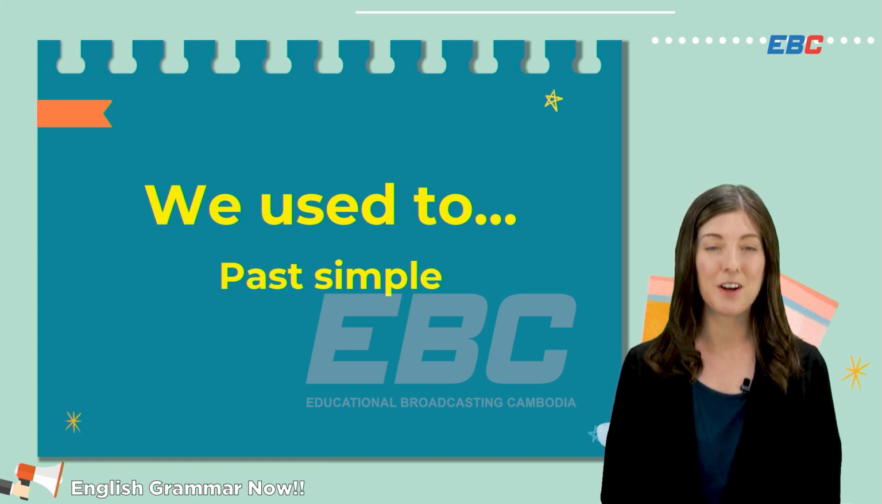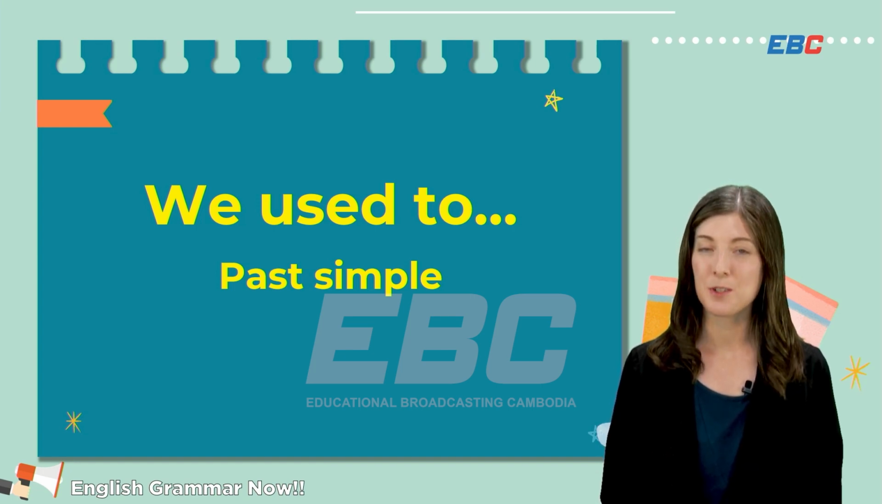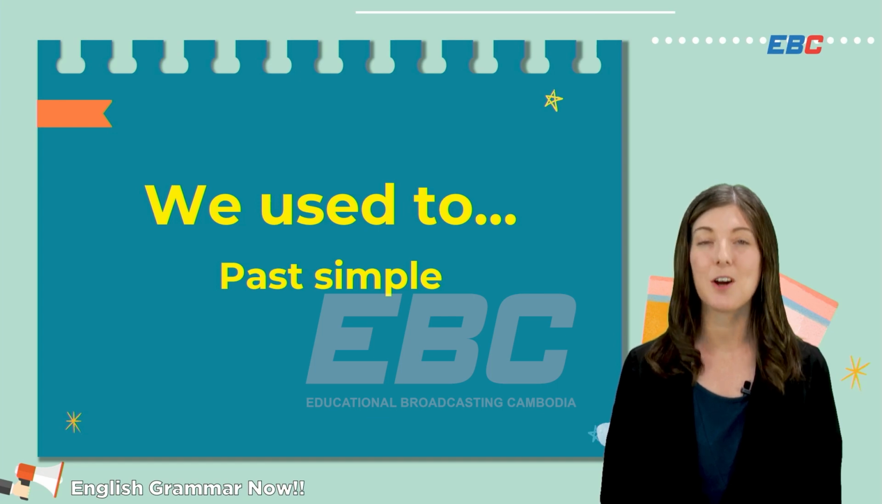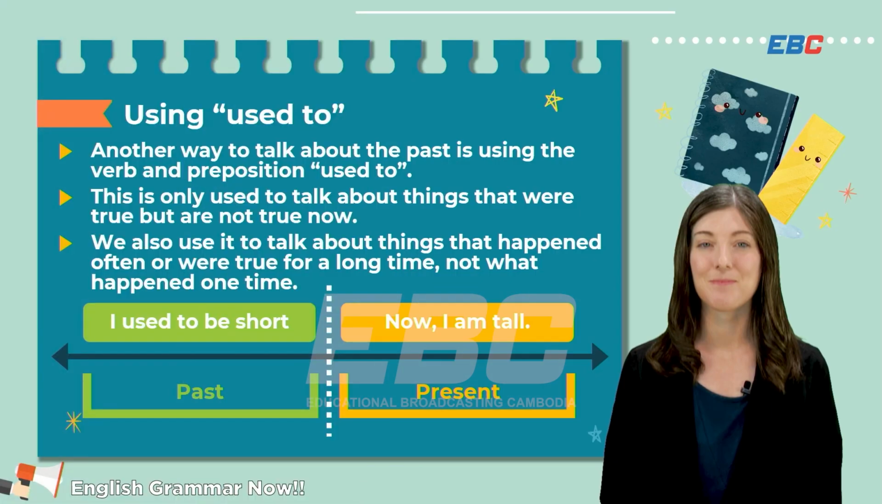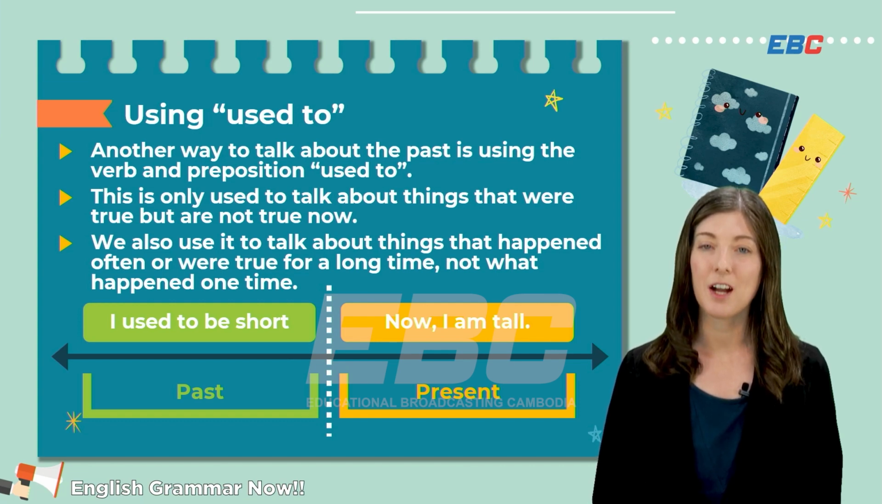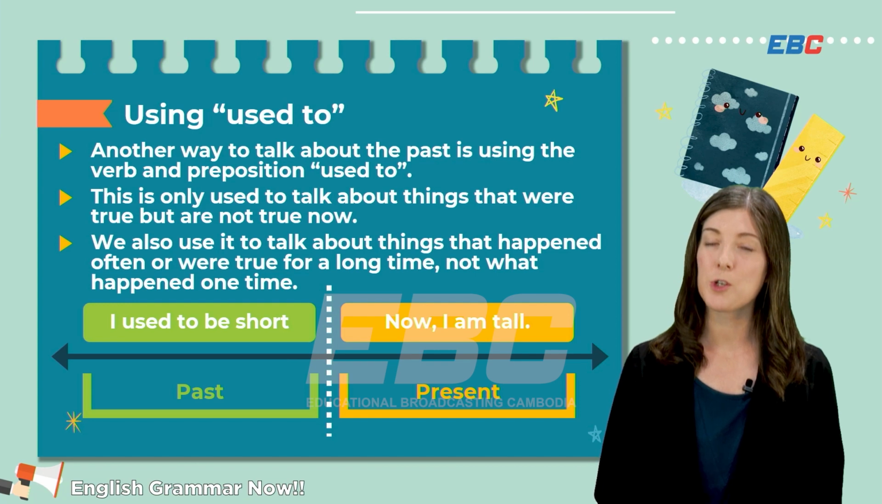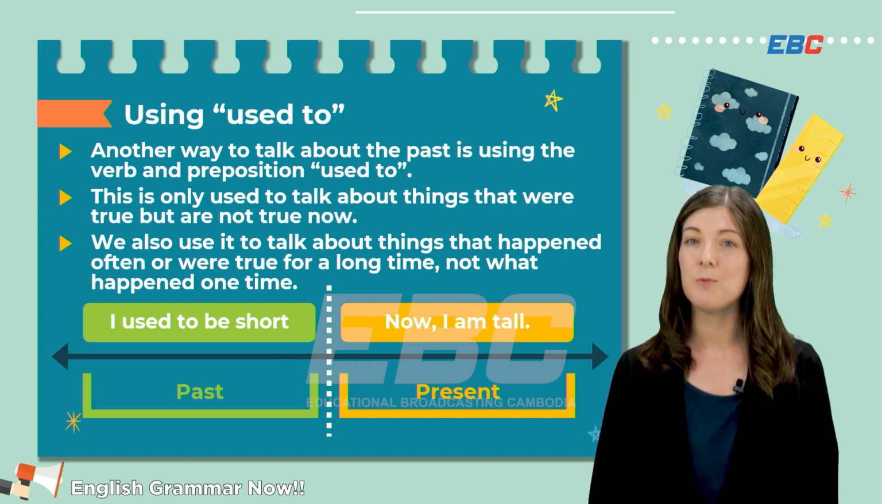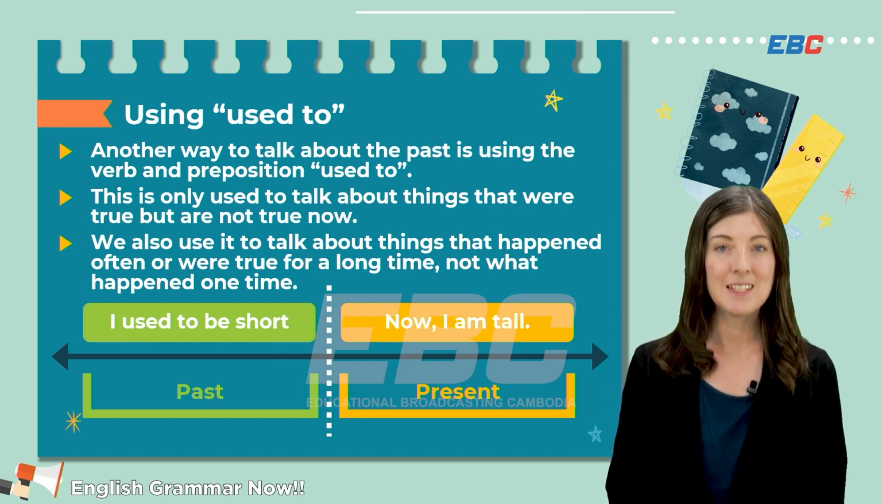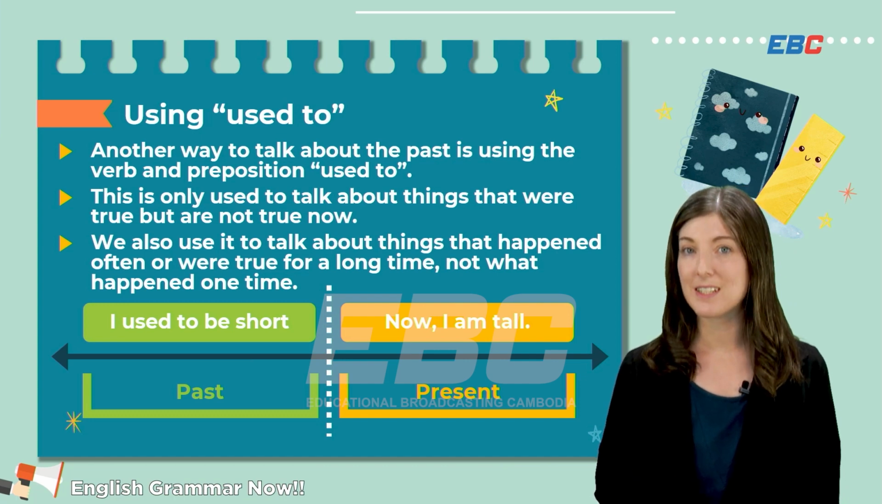Today, we're going to be talking about we used to, which is another way to talk about the past. Another way that we can talk about the past is using these two words put together, used to. This is only used to talk about things that were true but are not true now. So the past is different than the present.